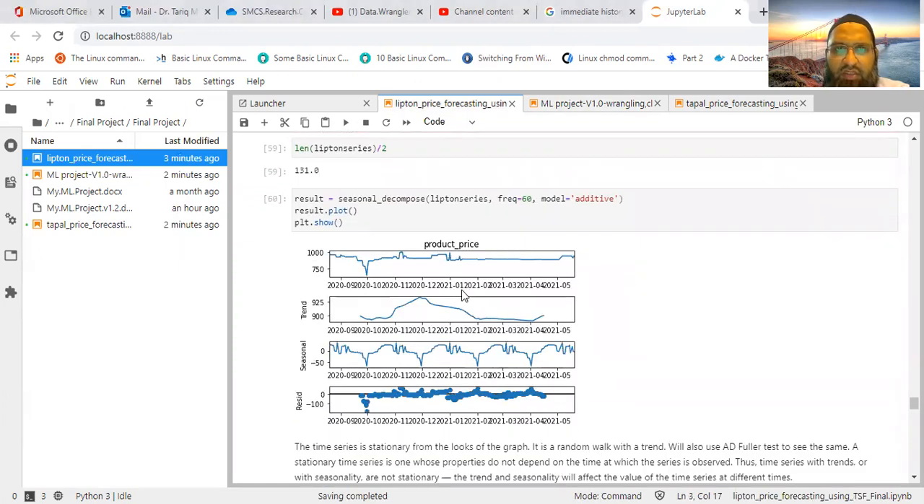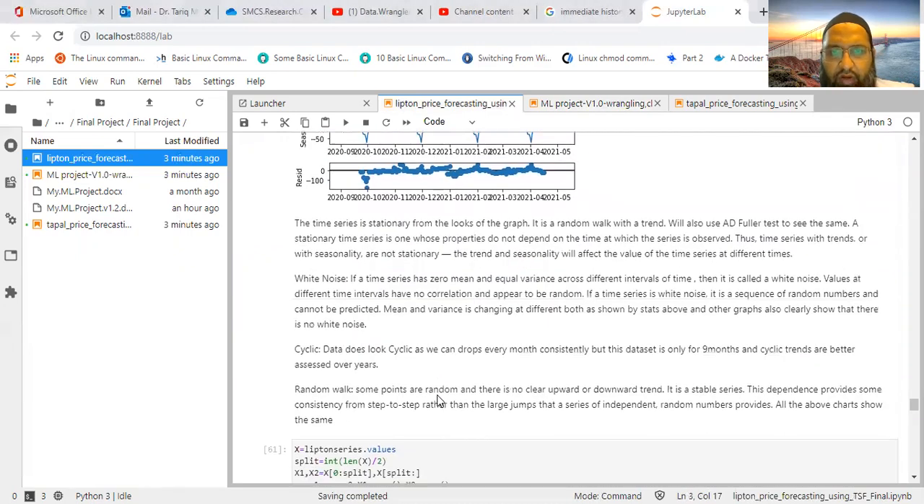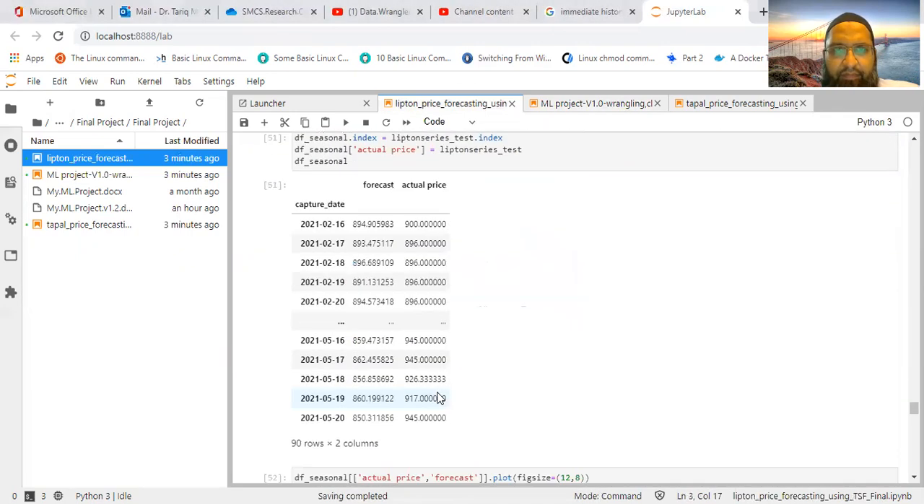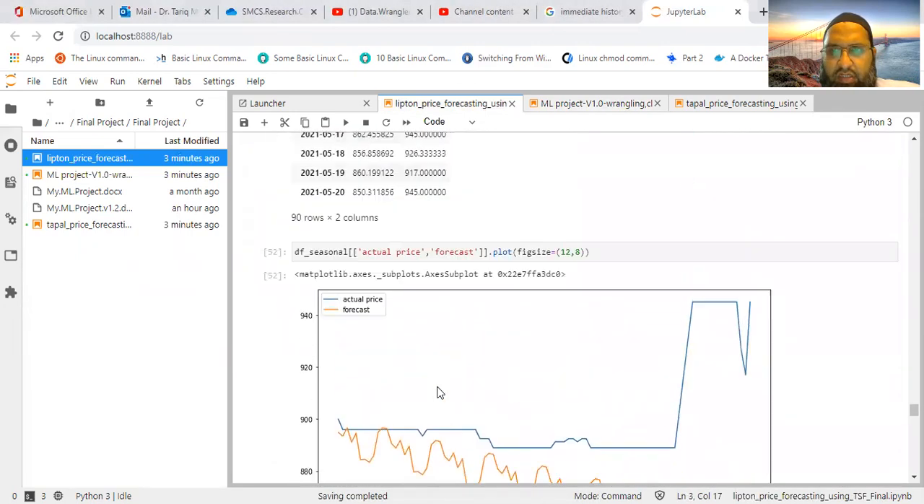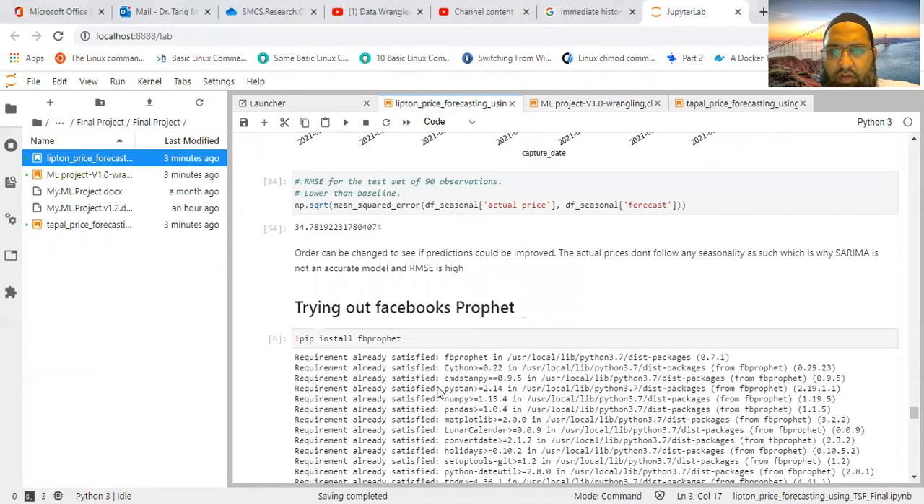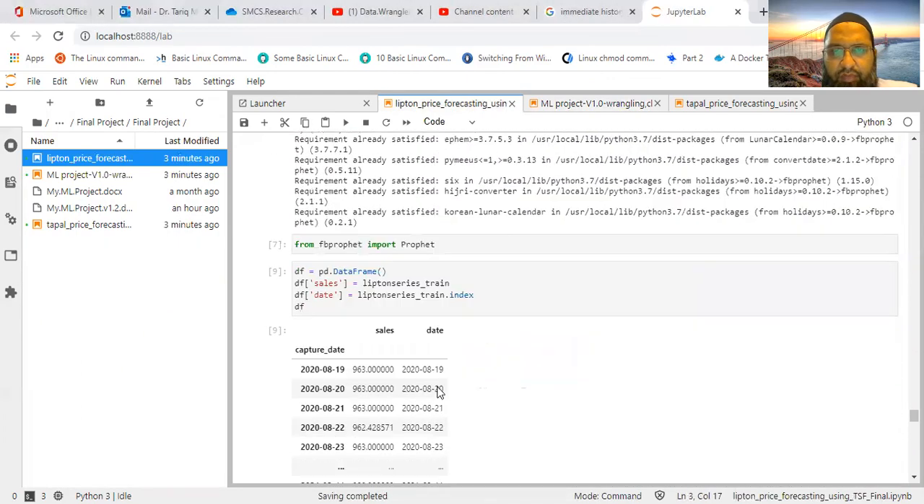So this is the seasonal decomposition. Obviously, all of us know about that. This is the trend here. This is the seasonality. I think this is the cyclic pattern. And this one is the residual. This does not look like white noise. So that's okay then. The forecast versus actual price is not going in a good direction. Trying out Facebook Prophet.